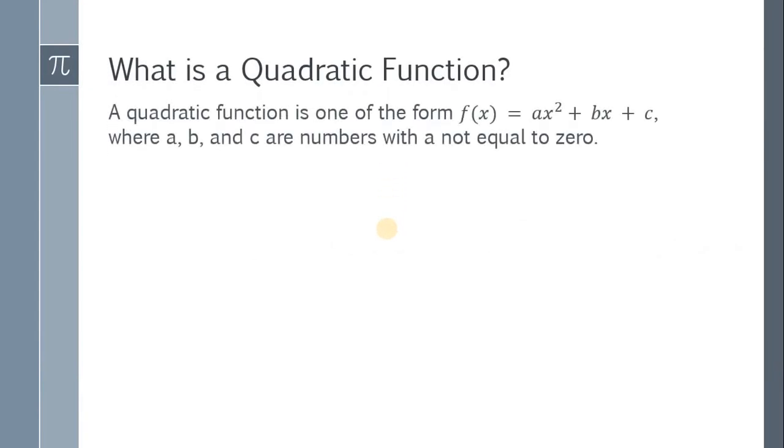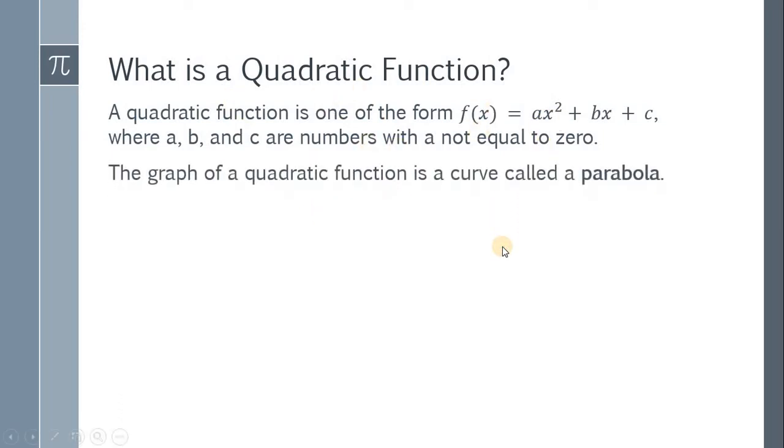A quadratic function is one of the form f of x is equal to ax squared plus bx plus c, or a second degree equation, where a, b, and c are numbers with a not equal to 0, or the variable a is not equal to 0. Also, the graph of a quadratic function is a curve called a parabola. So, parang letter U, like this. Pwedeng opens upward dyan or pwedeng opens downward.